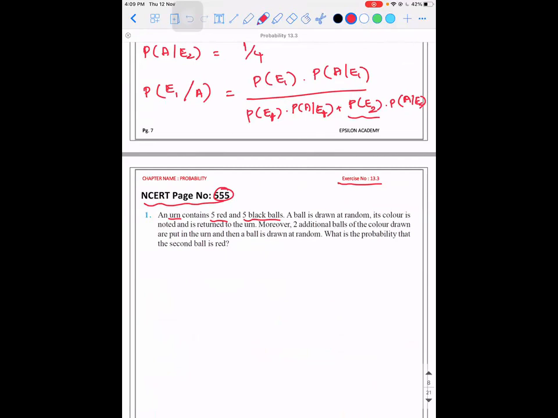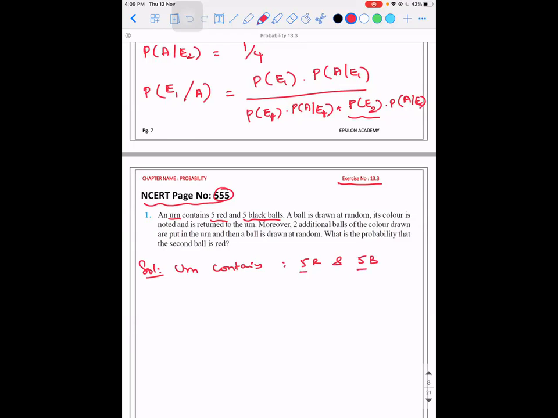So look at the subsequent events. What is happening? Initially, the urn contains how many balls? So solution. Let's make a note of all the data that they have given. The urn contains 5 red and 5 black balls. So it contains 10, out of which 5 are red and 5 are black.